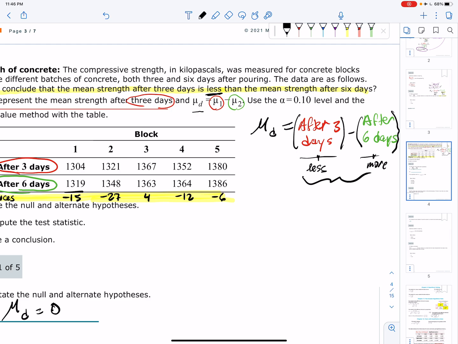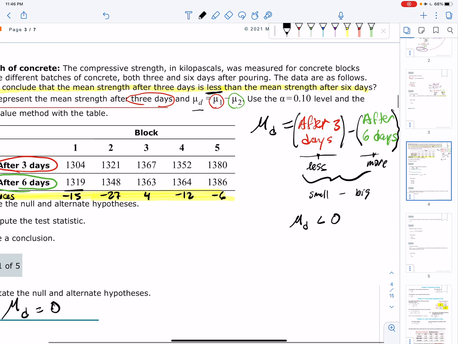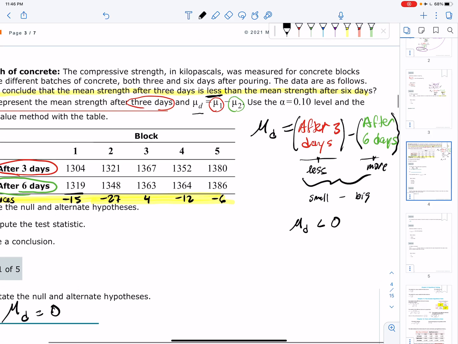Well, if you have a small number minus a big number, what do you get? You get a negative number, right? Small number minus a big number, you get a negative number. That means that we need to test for something that's negative, or smaller than 0. Okay? Let me say this again, because I think this is just the tricky part of the whole thing.